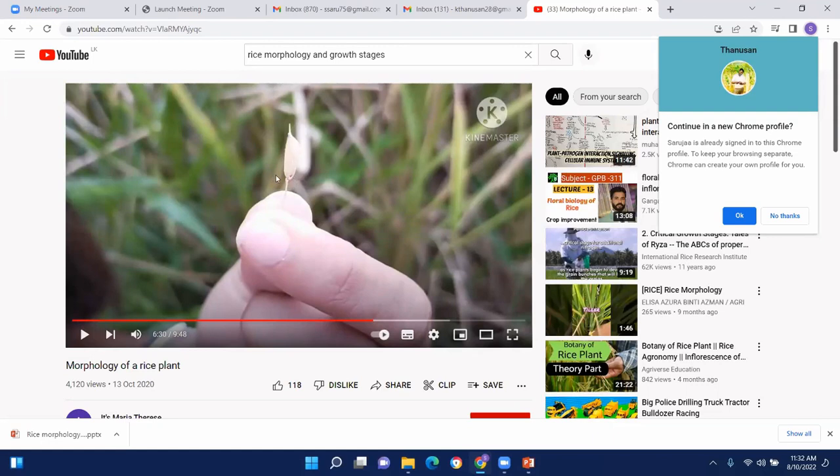Okay. Last class someone said the grain color is green or some other color. But I don't know actually. Is that the right answer? Okay. Yes, Madhula.